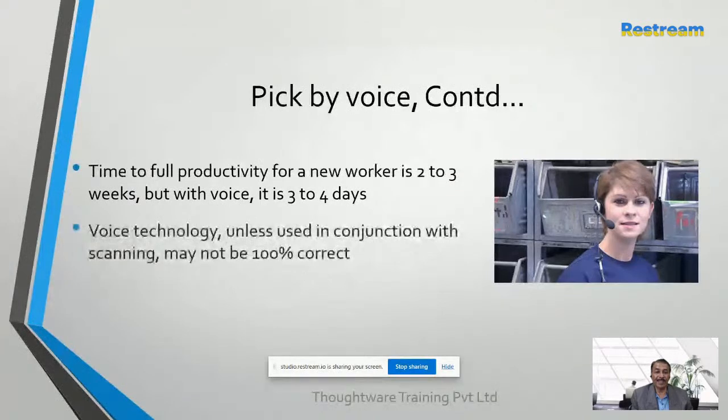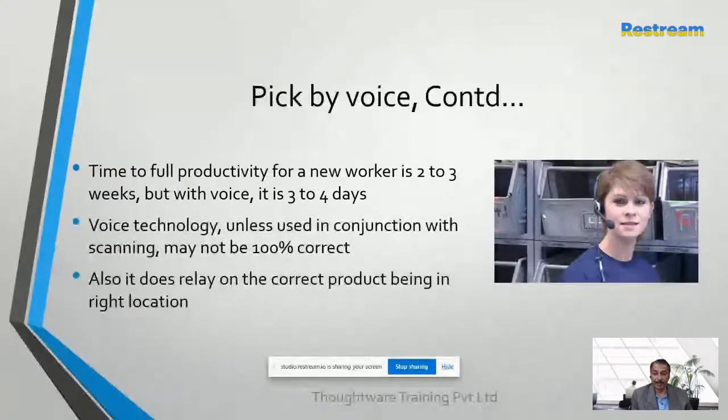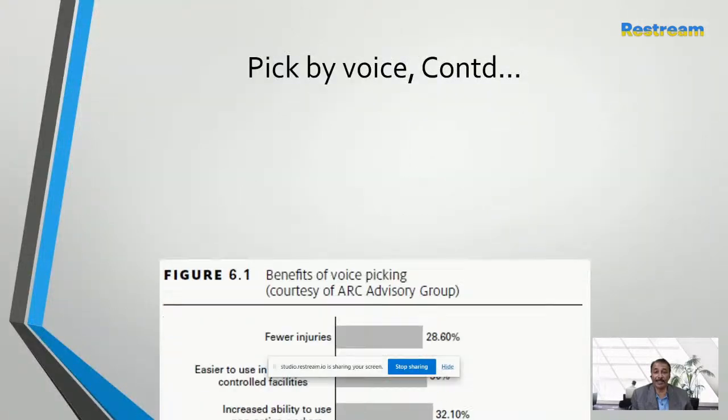Voice technology, unless used in conjunction with scanning, may not be 100% correct. So you need to use it along with some data capture device for capturing the part code. For example, you can use barcoding or RFID, which we are going to see in the coming slides. Also it does rely on the correct product being in the right location. Of course, whenever you are trying to use higher technology, it assumes that your process is correct, and one example is that the right product should be available in the right location.